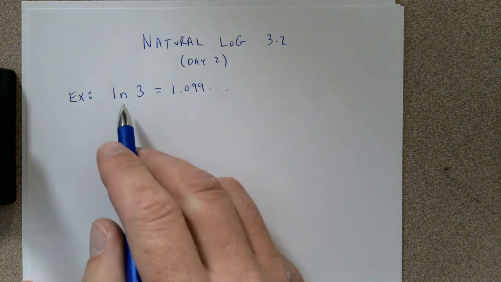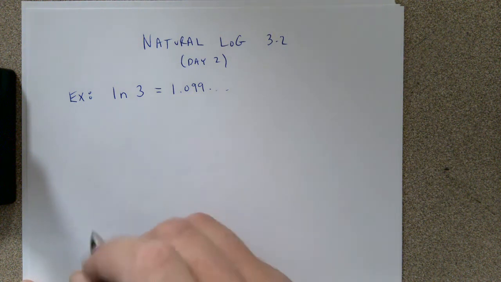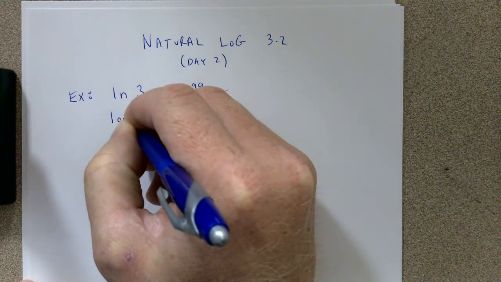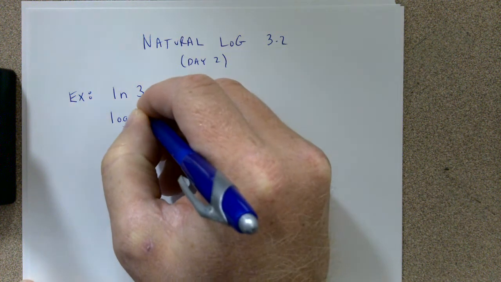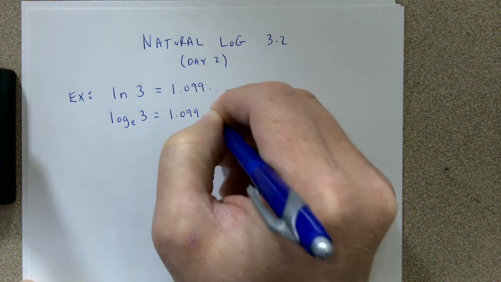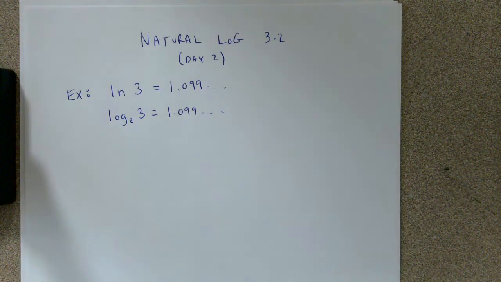Now, what I'm going to suggest, so that you understand what this means, we know that the natural log, if we're rewriting this in a way for us to better understand at this point, is basically the log base e of 3 equals 1.099. So when you see LN, what I would suggest you do is write it in log form so that you better understand what it means.